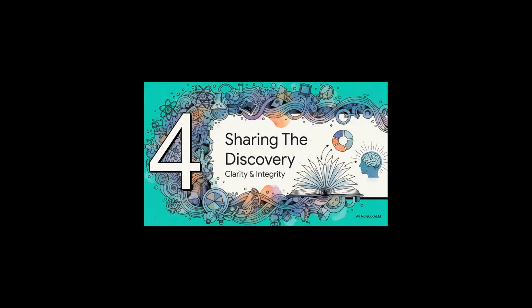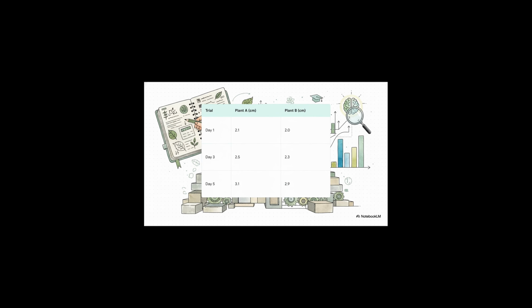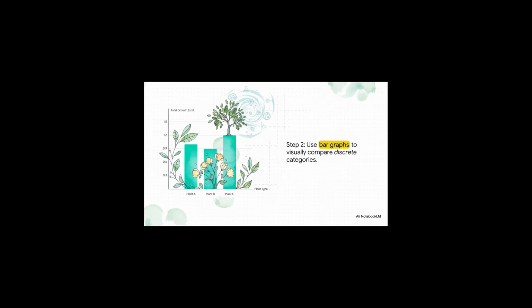Look, getting the data is just the beginning. The next step, which is just as important, is to organize it and present it in a way that tells a clear, honest story. This is how we turn a bunch of numbers into actual knowledge. And step one is always organization. A nice, clean data table like this one is your best friend. It takes all that messy data you scribbled in your notebook and puts it into a structure that makes sense. You can't make a graph, you can't draw a conclusion until you've got your data organized in a table. It's the foundation.